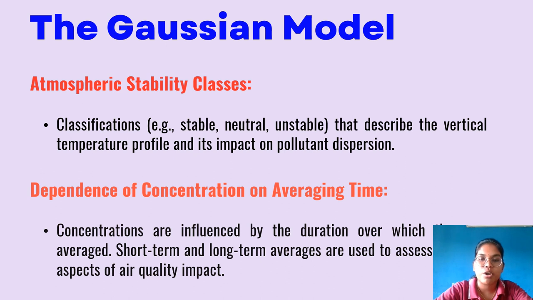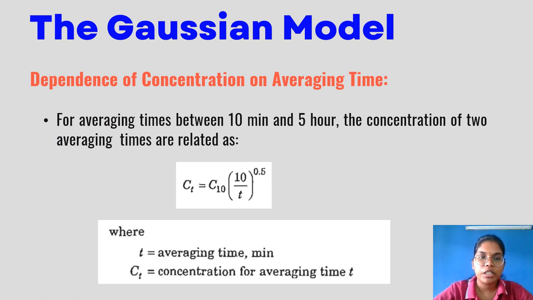Dependence of concentration on averaging time. Concentrations are influenced by the duration over which they are averaged. Short-term and long-term averages are used to assess different aspects of air quality impact. Given below is the formula to calculate the dependence of concentration on averaging time. For averaging times between 10 minutes and 5 hours, the concentrations at two averaging times are related by the formula, where t is the averaging time in minutes, while C_t is the concentration at that averaging time.